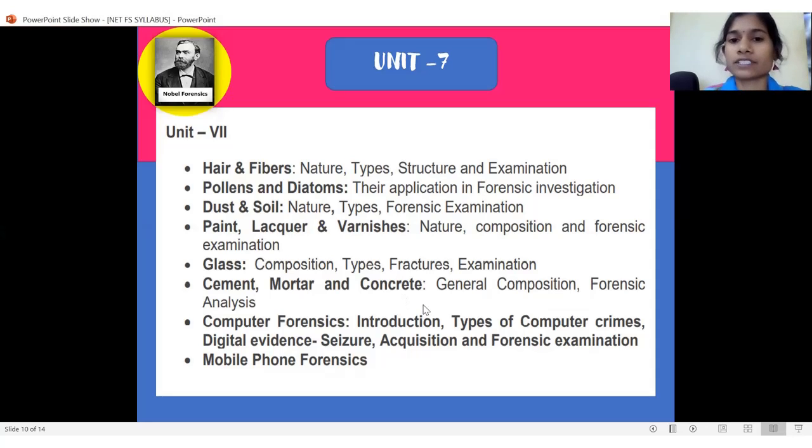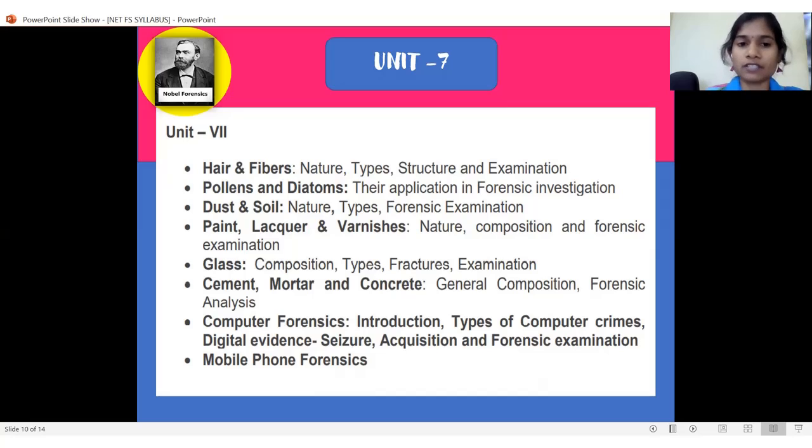As I said, 10 questions will come from each unit. From this unit, there is one question from each topic. From hair, one question. From fiber, one question. From pollen grains, one question. From paint, one question. But luckily, in the UGC NET 2020 exam, 2 questions were asked from a single topic, pollen grains.